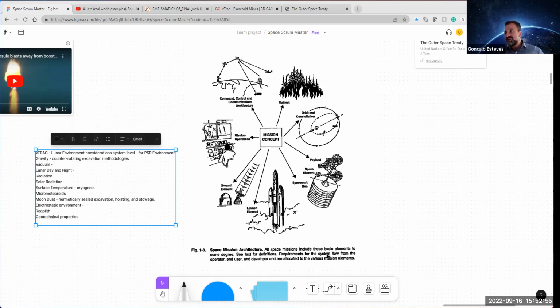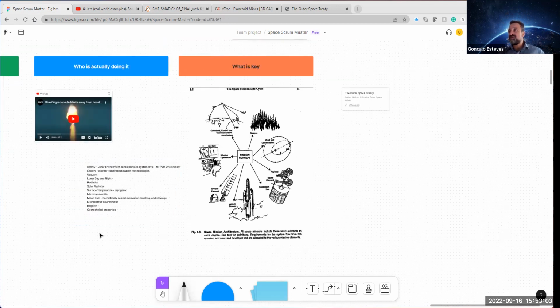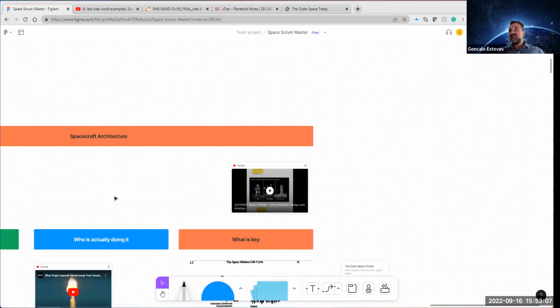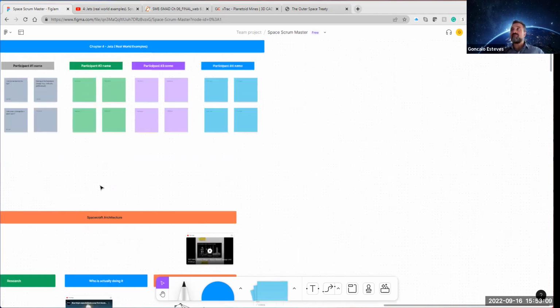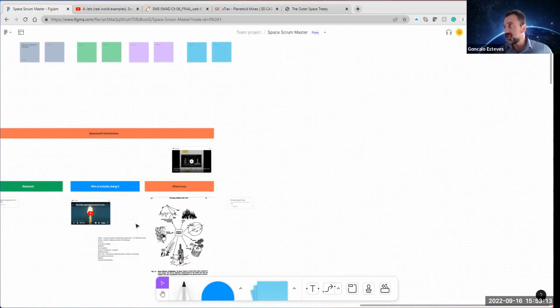So all space missions share these basic elements to some degree. Syntax for definitions: you need to buy the book. It's definitely an investment. But I would like to give you this today as you progress not only in being a Scrum Master, but also a space Scrum Master and learning more about space.